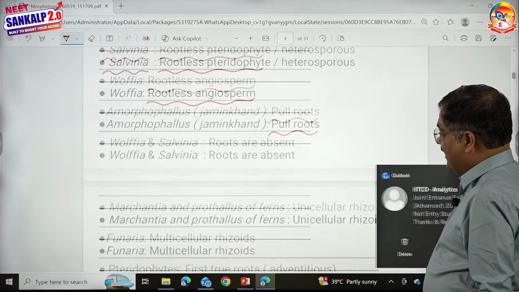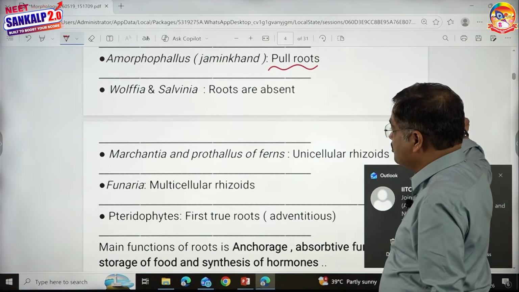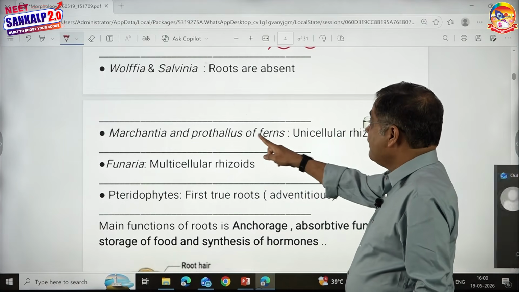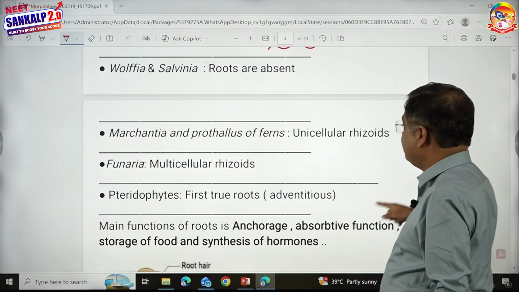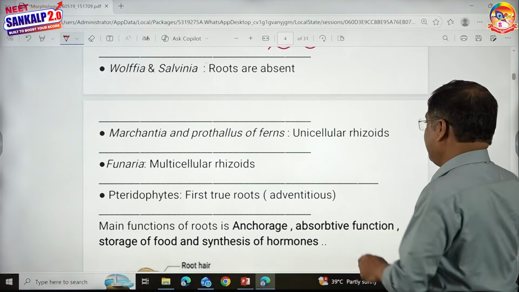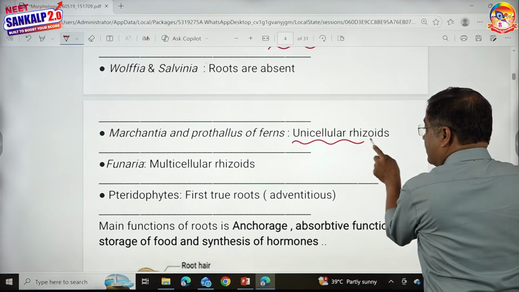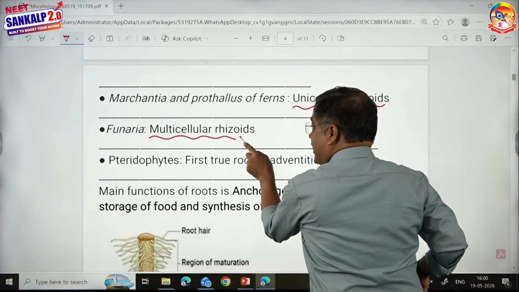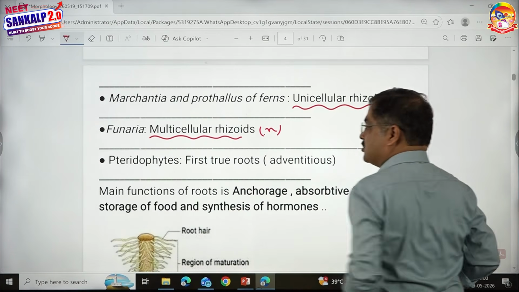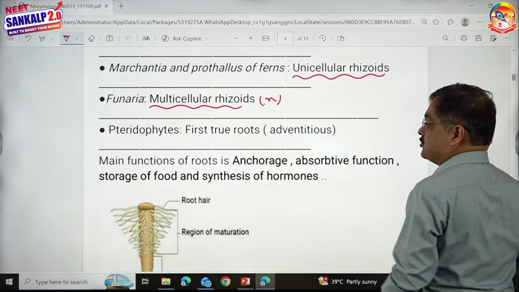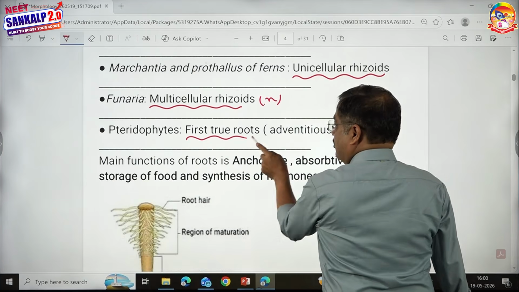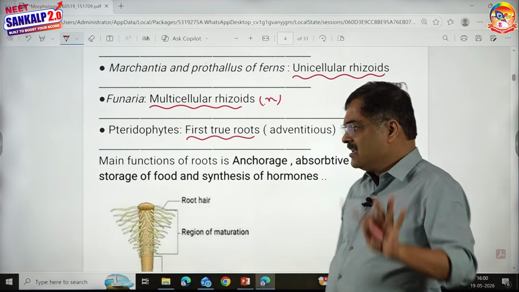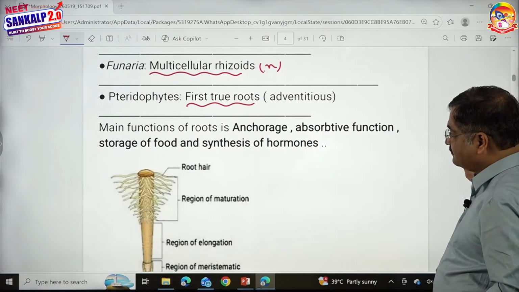All right. And some examples I told you, children. Marchantia. These are the points which you have to remember. Marchantia and prothallus of ferns. This is from plant kingdom. They have unicellular rhizoids. Funaria, they have multicellular rhizoids. The ploidy is n. So they are not true roots. True roots develop first in pteridophytes. I brought one or two examples of plant kingdom deliberately here such that it becomes easier.